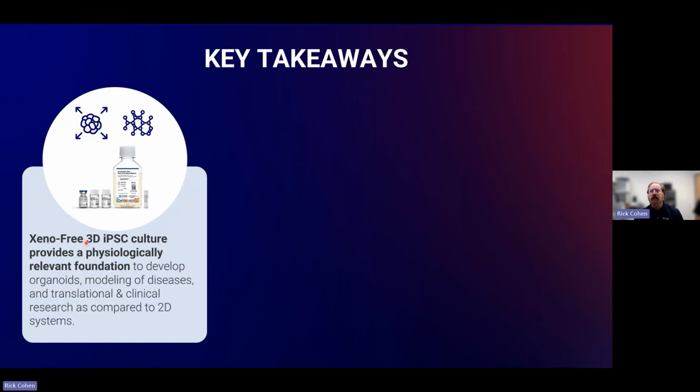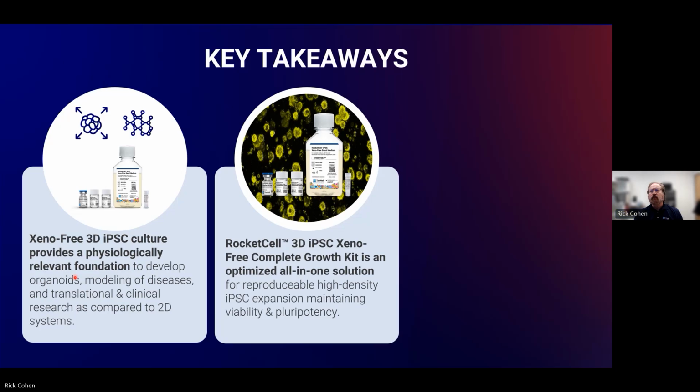This is a Xeno-Free 3D iPSC culture. It provides a physiologically relevant foundation to develop organoids. So we saw the neural organoids, modeling of diseases. If we took those cells, the cholinergic neurons, and started doing assays on them for Alzheimer's disease or injury, we could use that. And then translation to clinical research as compared to 2D systems. So we couldn't connect all of those neurons in 2D as we did in 3D.